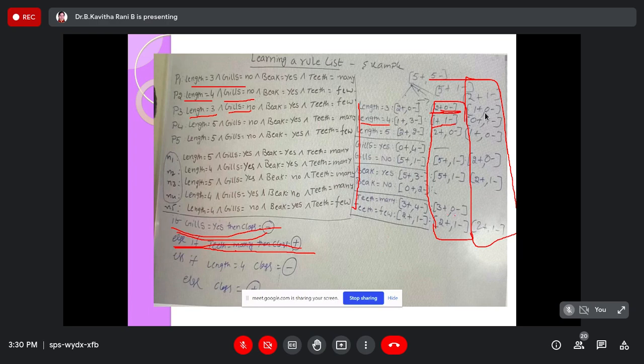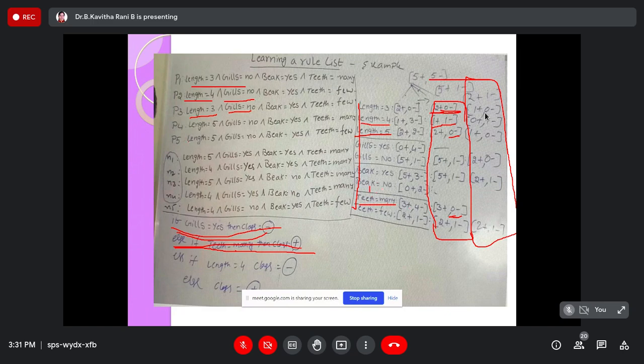So negative value, what it means is that zero negative is the particular variable we have to consider. Here zero negative is where T is equal to many. Next, zero negative is where length is equal to 5. By using these two, you can frame one rule. Likewise, you have to generate different types of rules.